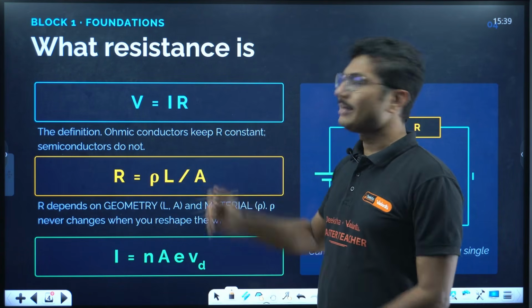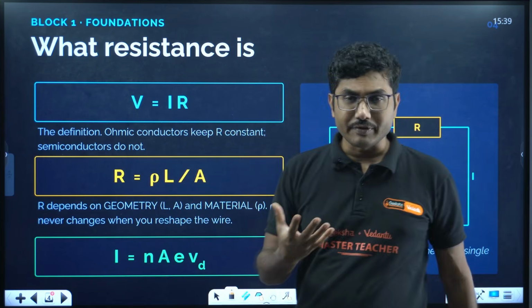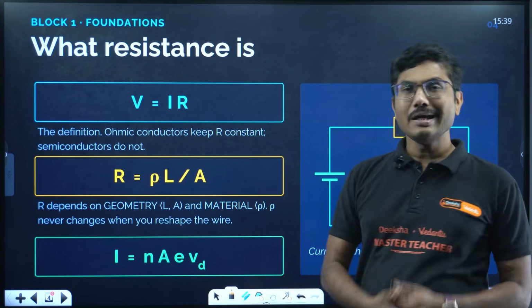Now the current passing through a conductor can be expressed in terms of drift velocity, and that is given by I is equal to nAeVd.